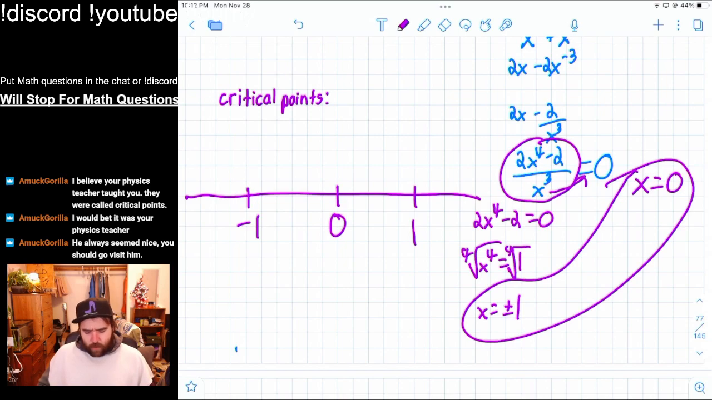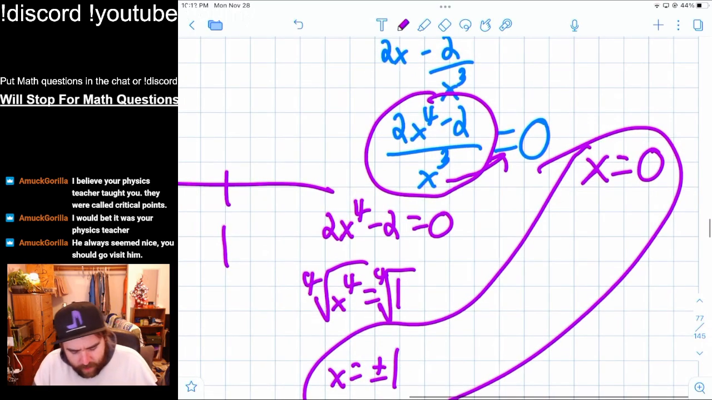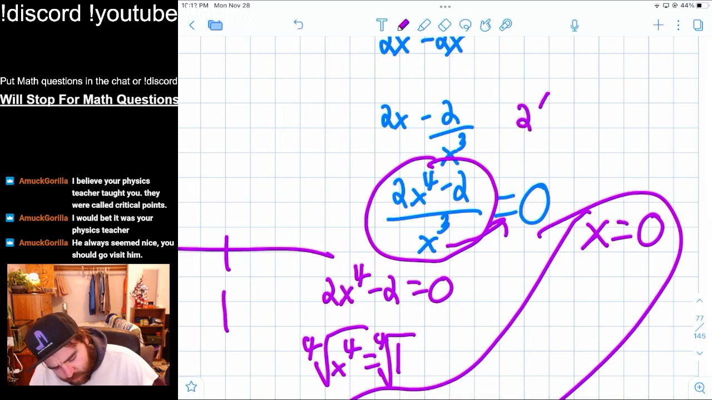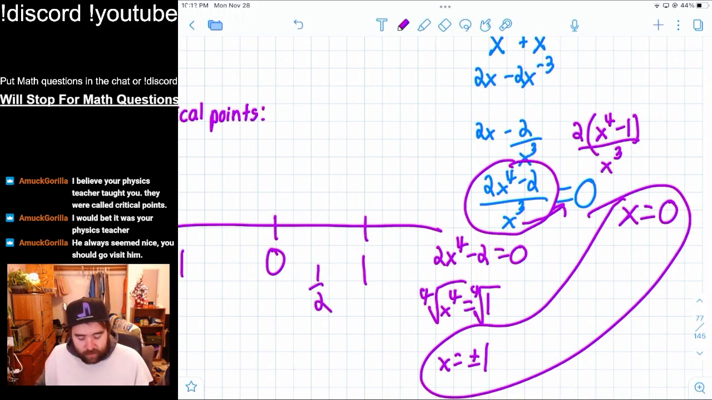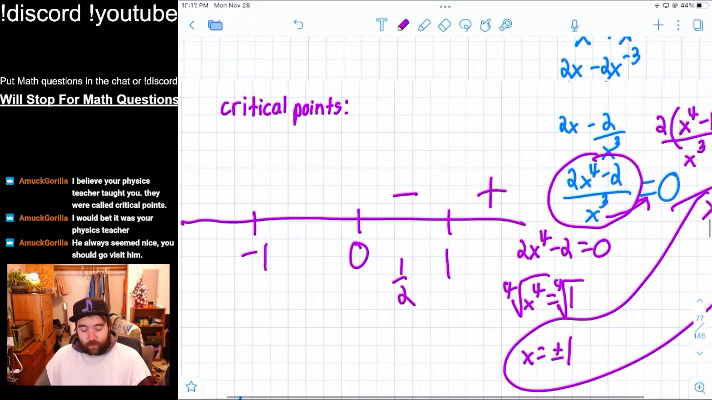Alright, so let's start. I think I'm actually going to rewrite the derivative as 2x to the fourth minus 1 over x cubed. Because that'll make it easier when we plug in something like 1/2 in between 0 and 1. 1/2 to the fourth just gets smaller. So 1/2 to the fourth minus 1 is definitely negative over a positive cubed. So this is definitely decreasing here. But then when it's bigger than 1, like 2, then the top is definitely positive. 2 to the fourth minus 1 is definitely positive. So that's definitely increasing there.